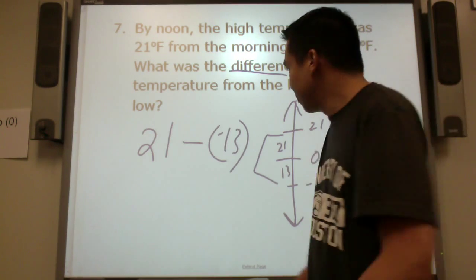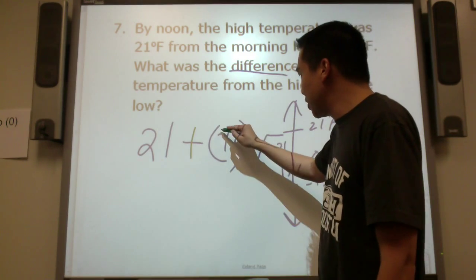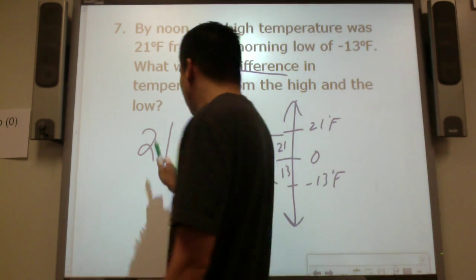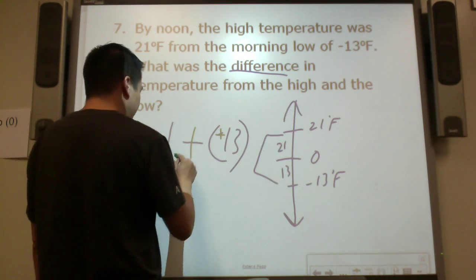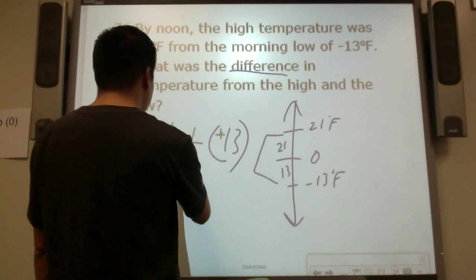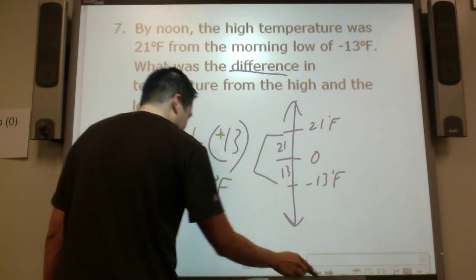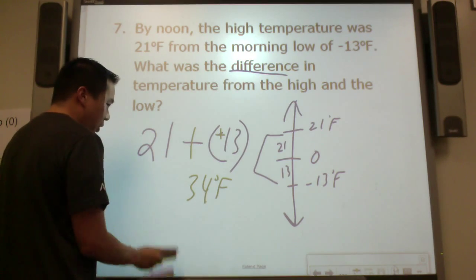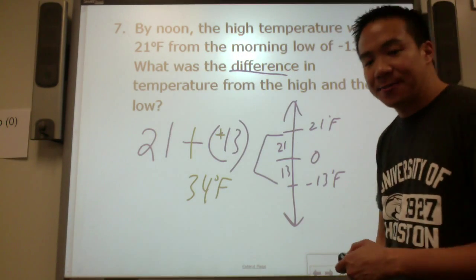Add the opposite. Turn this to an add. Opposite of negative 13 is positive 13. So 21 plus 13 is 34. 34 degrees Fahrenheit. The difference between the high and the low is 34 degrees Fahrenheit.